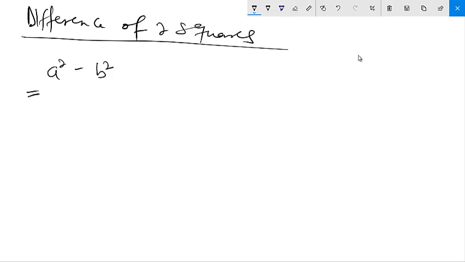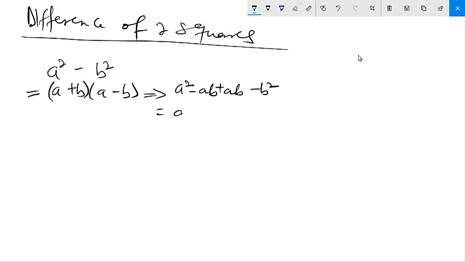To evaluate the difference of two squares mathematically, it is usually of this form: (a plus b) times (a minus b). If you expand this, you're actually going to get a squared minus b squared. a times a is a squared, a times minus b is minus ab, plus b times a is plus ab, plus b times minus b is minus b squared. This comes to a squared, plus ab minus ab is 0, then minus b squared. So if you have a difference of two squares, all you do is take the addition and the subtraction of the two variables, then multiply them together.